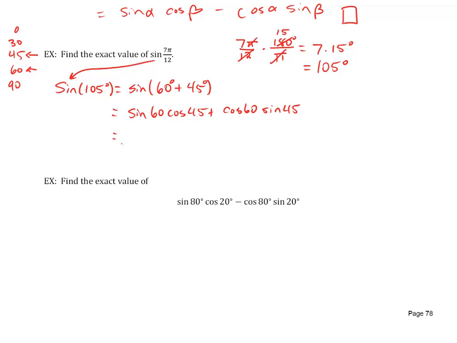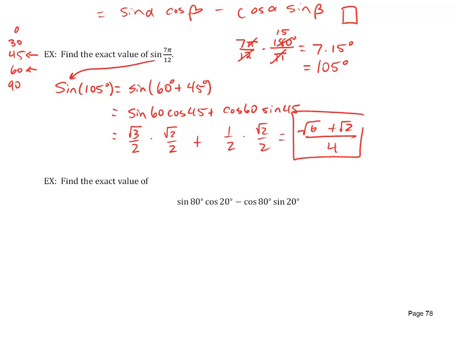So sine of 60 is the square root of 3 over 2 times square root of 2 over 2 plus 1/2 times square root of 2 over 2, which gives me square root of 6 over 4 plus square root of 2 over 4, all over 4. You see that common denominator showing up because of the nature of getting square roots of 3 over 2 and 1/2 showing up for sine of 60, cosine of 60. But that's the answer to that question.